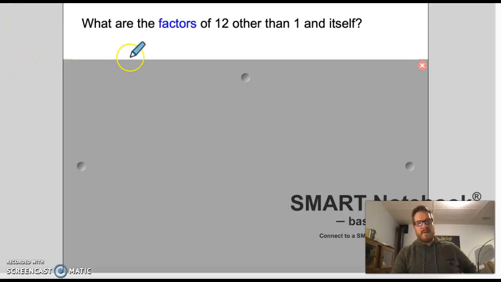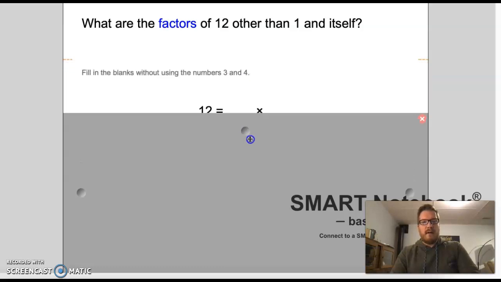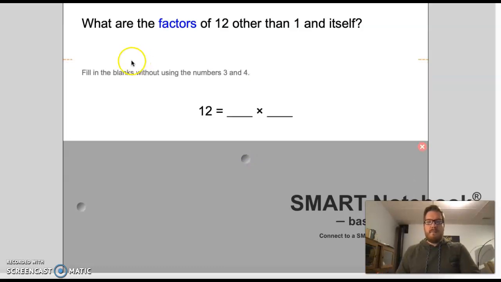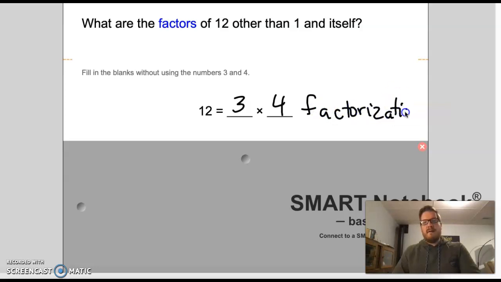So here's where we're going to start. We're going to try to think of two other factors other than 12 and 1 that multiply together to make 12. And so we would be using 3 and 4. So we would say 12 equals 3 times 4. What we've done right there is actually called a factorization. It shows that a number is made of two other numbers multiplied together, sometimes three other numbers. In this case, it's two multiplied together to show a larger number.